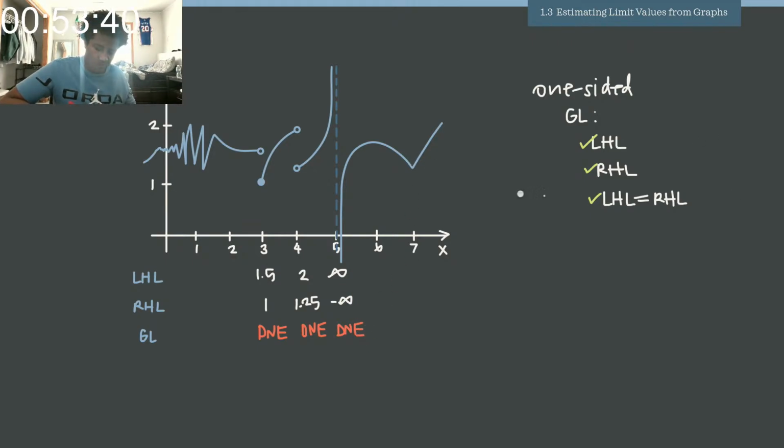Here at x equals 7, we have a cusp or a corner of the graph, but that doesn't affect the left and right-hand limits because we can see as we trace from the left, it looks like we're approaching about 1.25, and as we trace from the right, we're approaching the same value, 1.25.